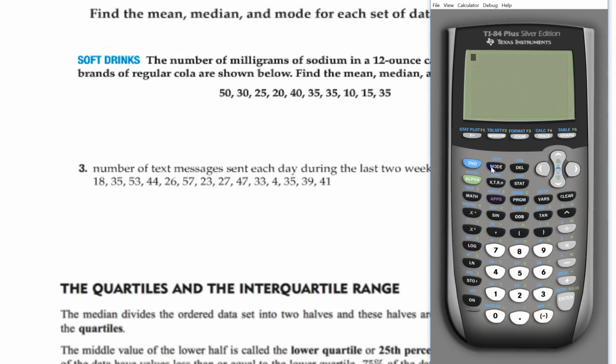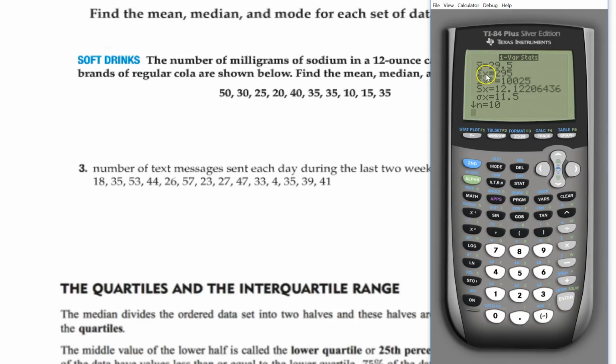So we're going to quit. I'm going to go to stat, go over to calculate, and we're going to do one variable stats. So you see something like this. The list is L1. Frequency list: we don't have a frequency list. We'll do one later, but there's no frequency. Leave that blank. If there's something there, clear it out. Delete it, and then go to calculate. And it's going to give us this.